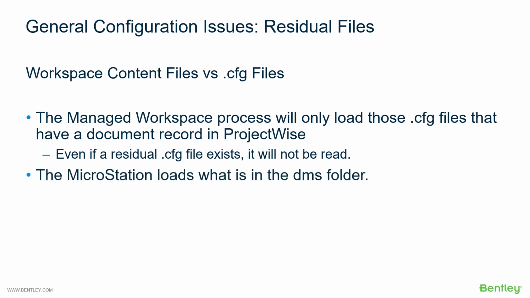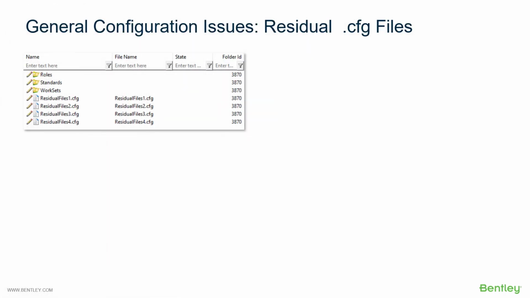However, in MicroStation, if there's something like star.cell, it will load all files that pass that wildcard that exist in the DMS folder. And we'll show an example of that as well. Looking at configuration files, for example, we have a configuration file, and I've got 4 files as an example.